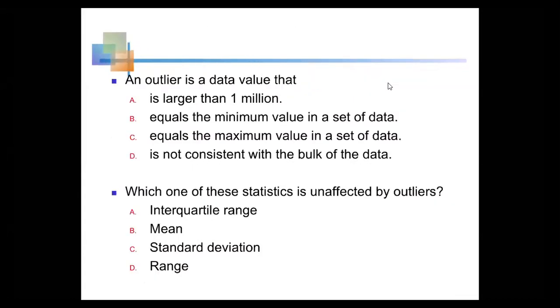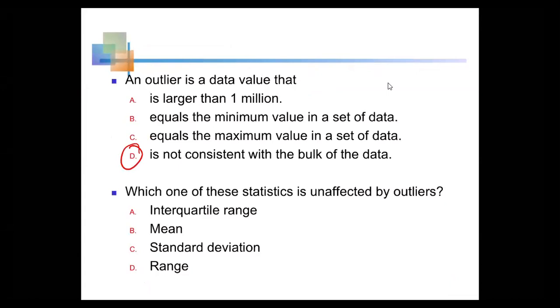Okay, next question. An outlier is a data value that is larger than 1 million, not necessarily. Equal to the minimum value in the data set, not necessarily. Equal to the maximum value in the data set, not necessarily. It is not consistent with the bulk of the data. So the answer is D.